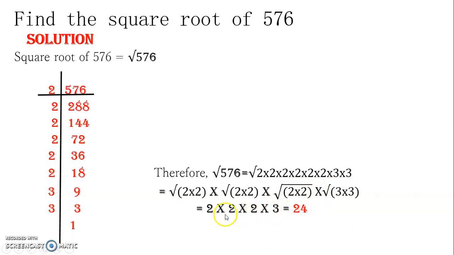Then multiply. Therefore, our square root becomes 2 times 2, that's 4. 4 times 2, 8. And 8 times 3, 24. Therefore, the square root of 576 is 24. So if you multiply 24 by 24, we are obviously going to get 576. So that is it for square root.